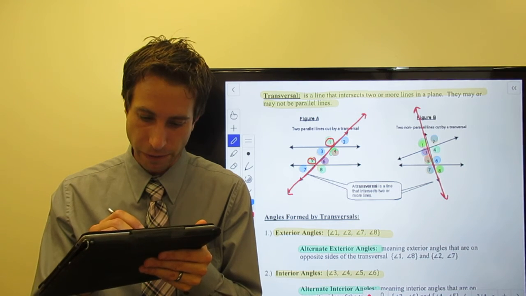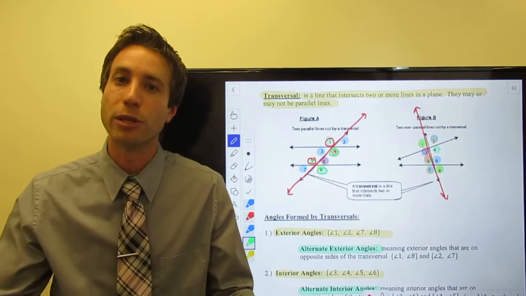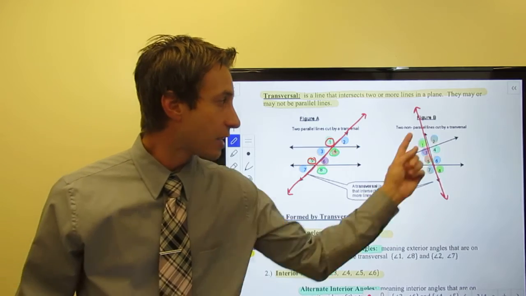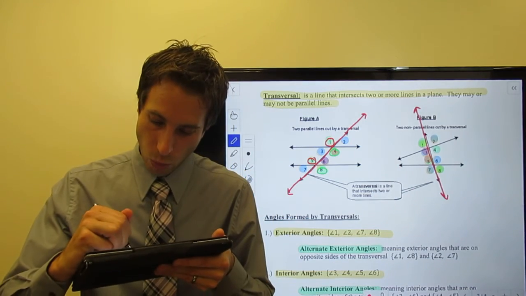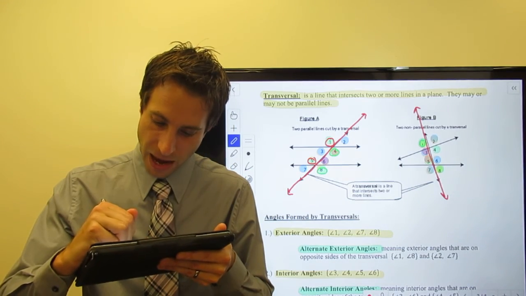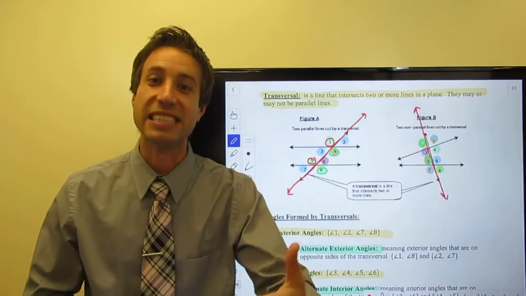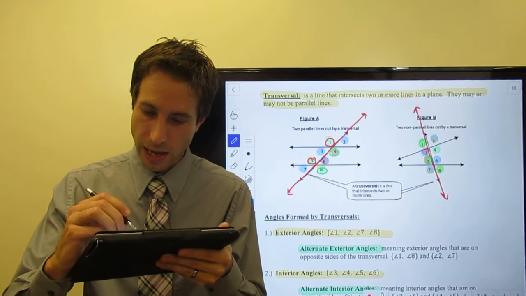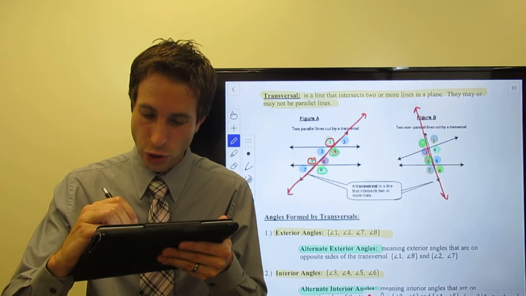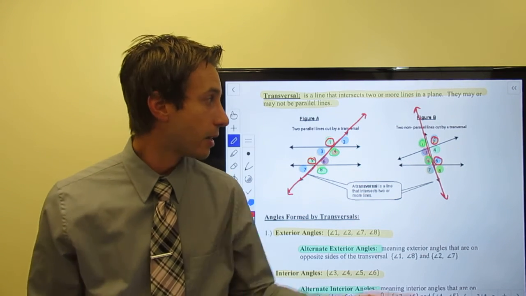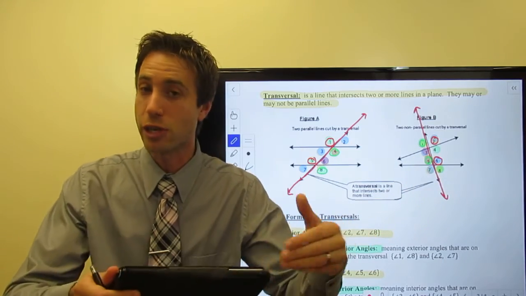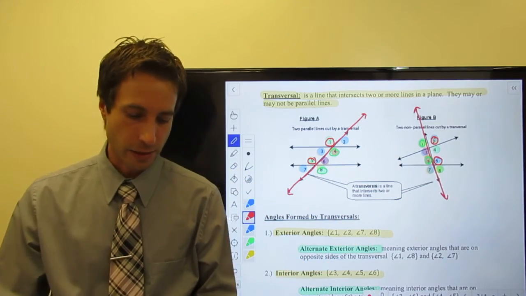I'll do that one in green. 4 and 8, right? Those are going to be corresponding angles. I can do the exact same thing over here. 1 and 5, corresponding angles. They're in the same position, different intersections. I could do, how about 2 and 6, right? 2 and 6, same position, just different intersections.